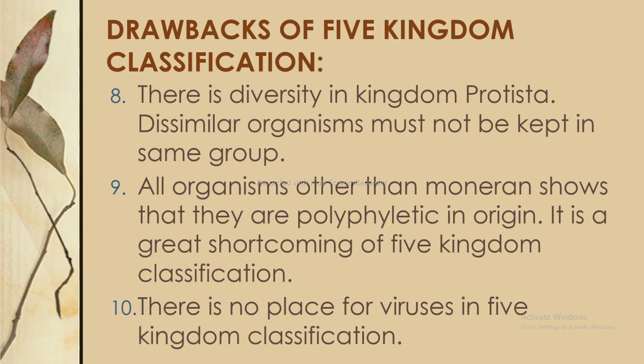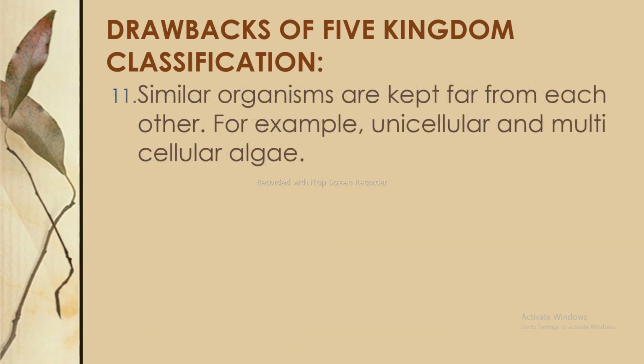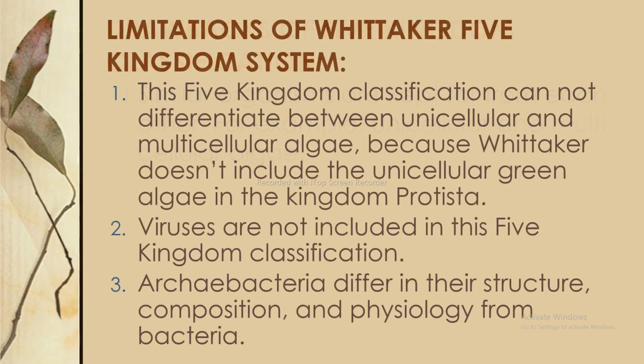There is a diversity in kingdom Protista. Dissimilar organisms must not be kept in the same group. All organisms other than Monera show that they are polyphyletic in origin. It is a great shortcoming of five kingdom classification. There is no place for viruses in five kingdom classification. Similar organisms are kept far from each other, for example, unicellular and multicellular algae.